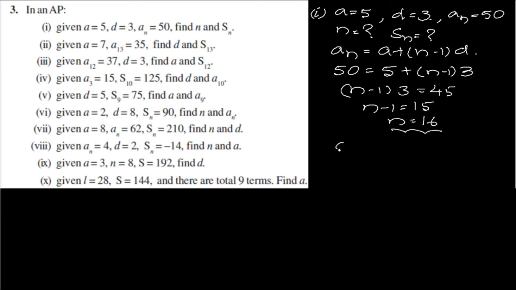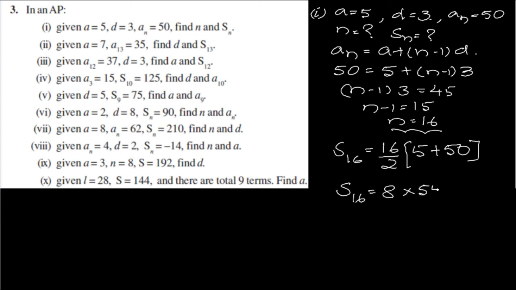So we need to find the sum of 16 terms. It will be 16 by 2 times the first term plus the last term. First term is 5 and the last term is 50. We will be getting it as 8 times 55. 8 times 55 is 440. This will be the sum of 16 terms.